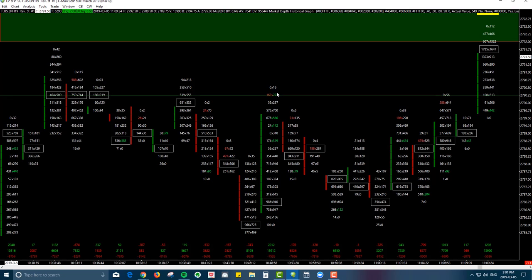Next is volume. So volume is displayed as numbers in the cell. That's these numbers here, the 162 by the 276. That is the total volume that traded at that level on this footprint chart.